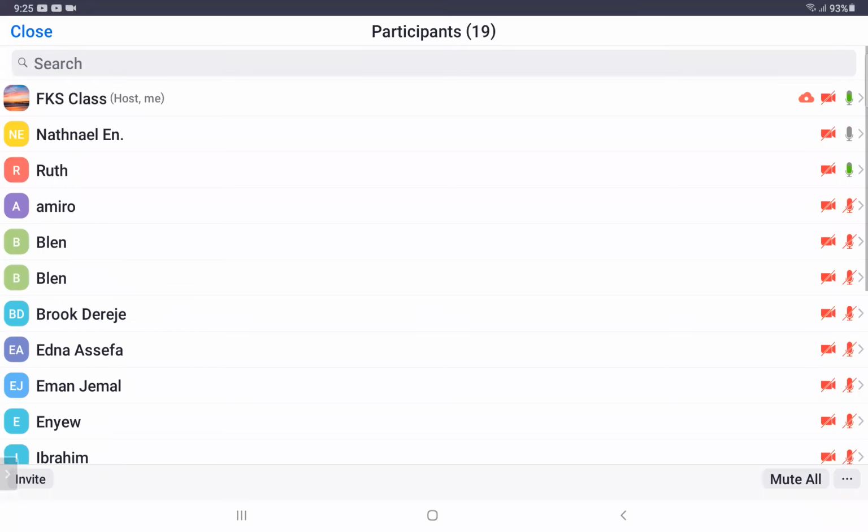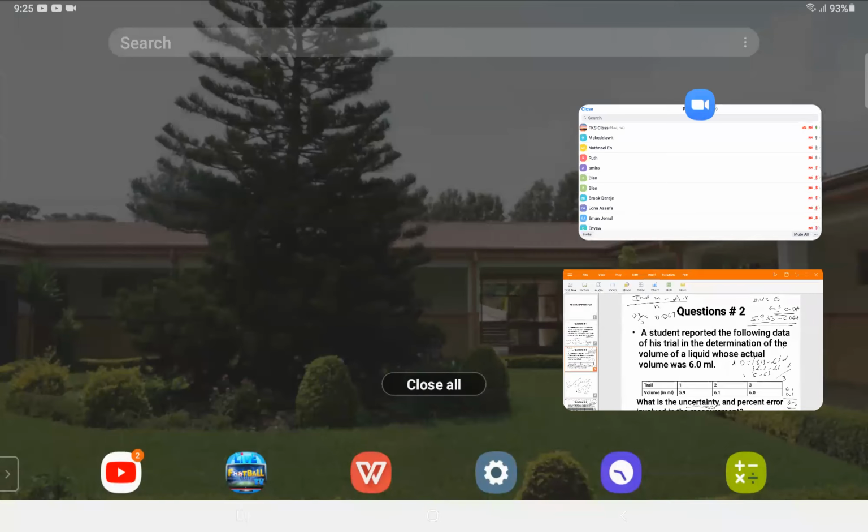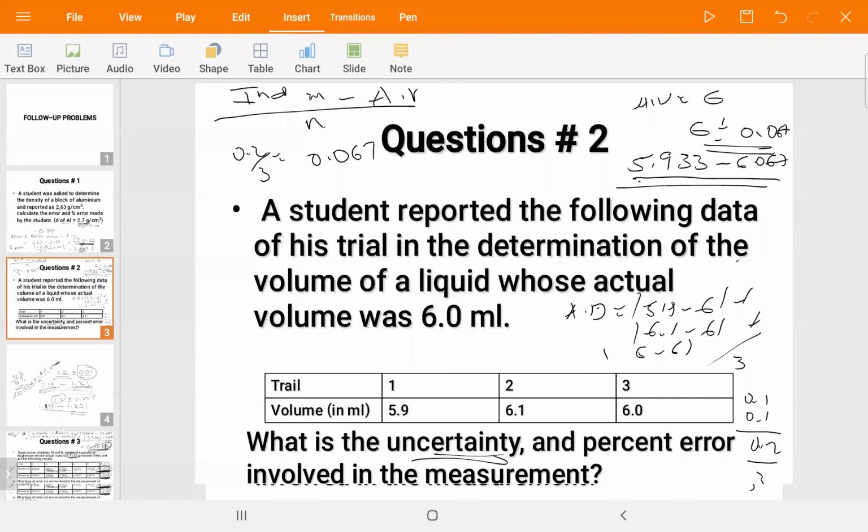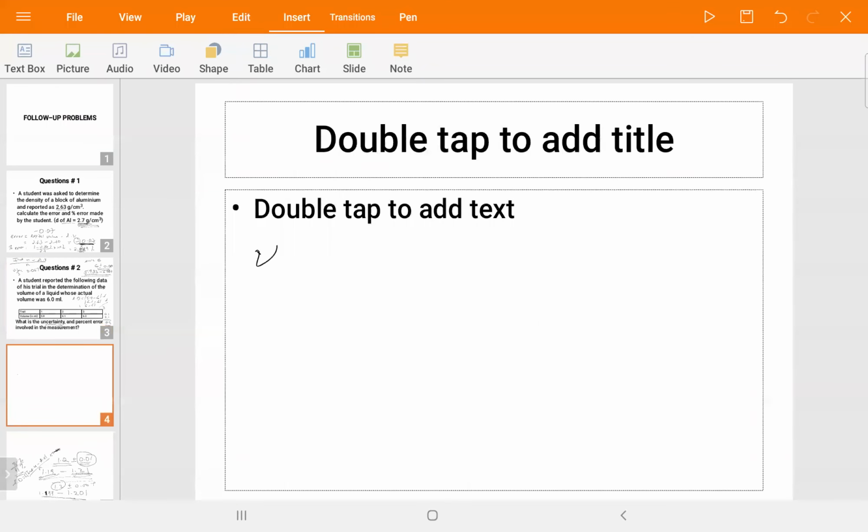All right. Let's go. So, uncertainty can be expressed by average deviation value.